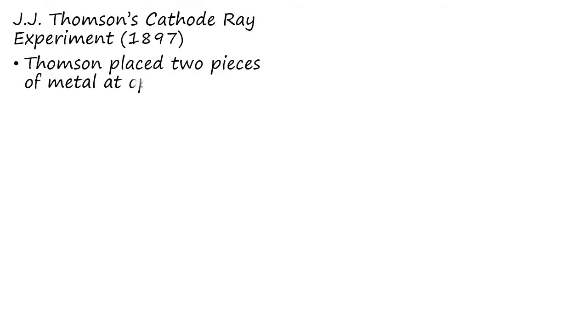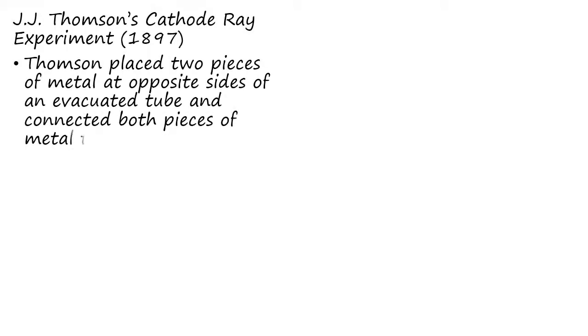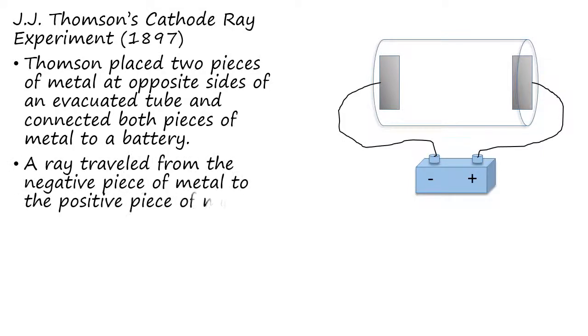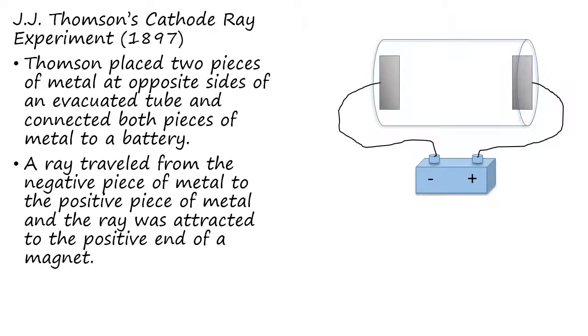So this leads us to J.J. Thomson's cathode ray experiment, which began many years later in 1897. And what Thomson did is he placed two pieces of metal at opposite sides of an evacuated tube and connected both pieces of the metal to a battery. So basically what an evacuated tube is, it's this tube that has had all air removed from it. So there's nothing inside the tube except these two pieces of metal. And so what Thomson observed is that a ray traveled from the negative piece of the metal to the positive piece of the metal, and that the ray was attracted to the positive end of a magnet.